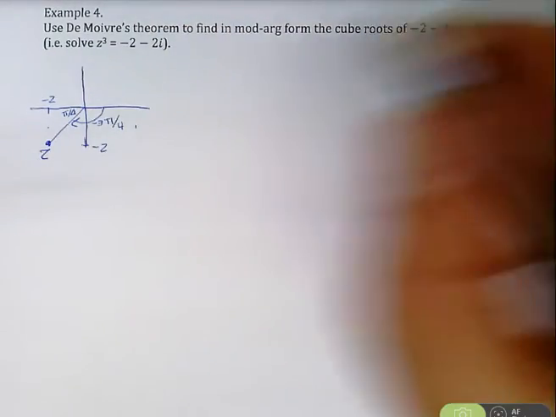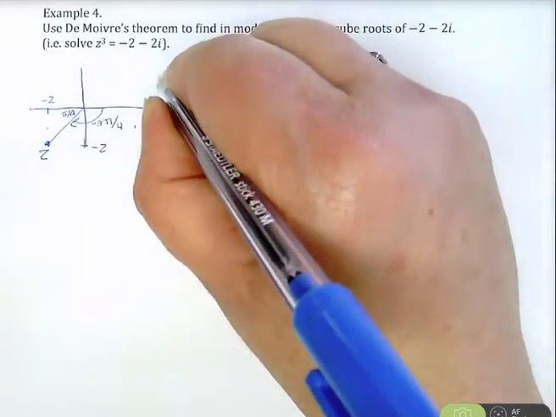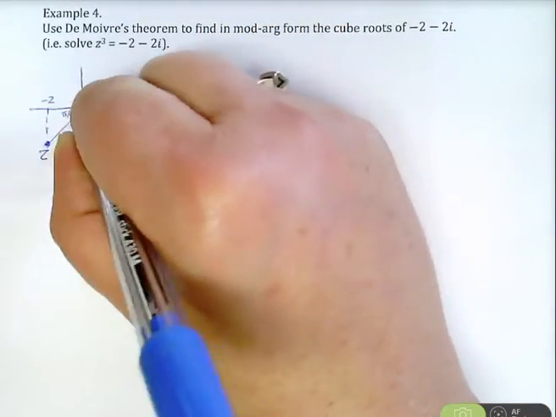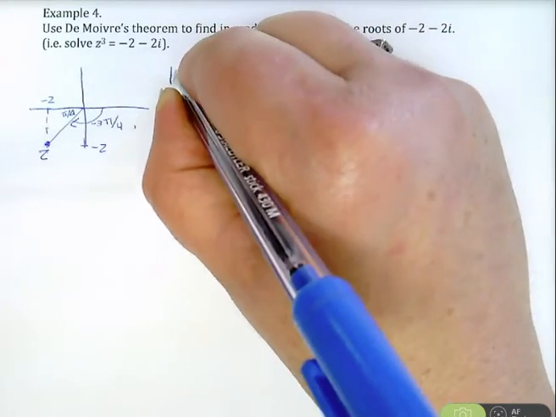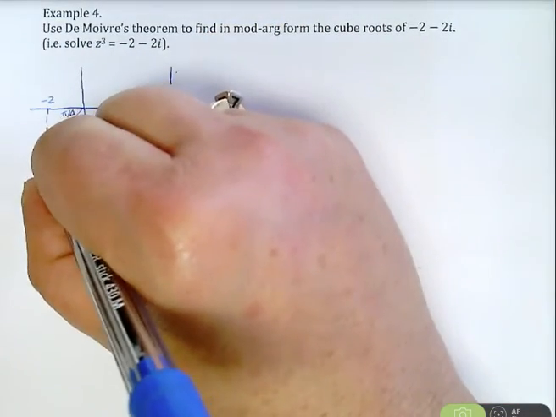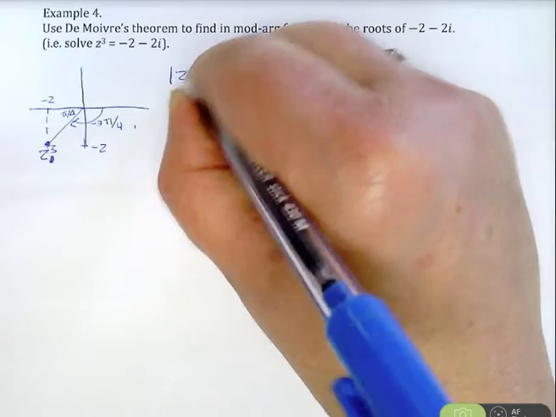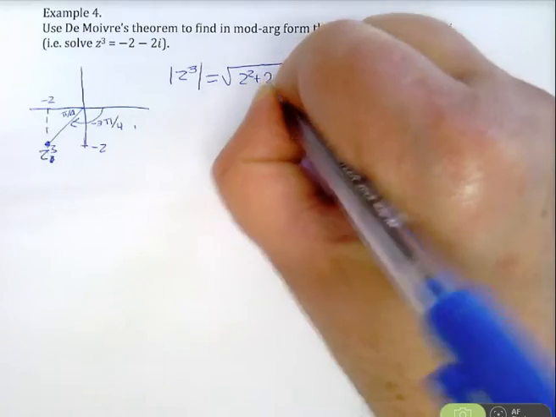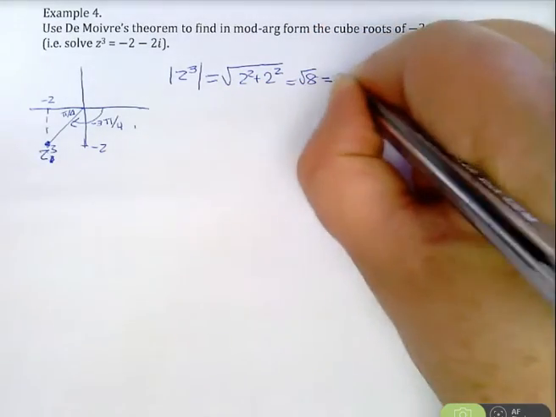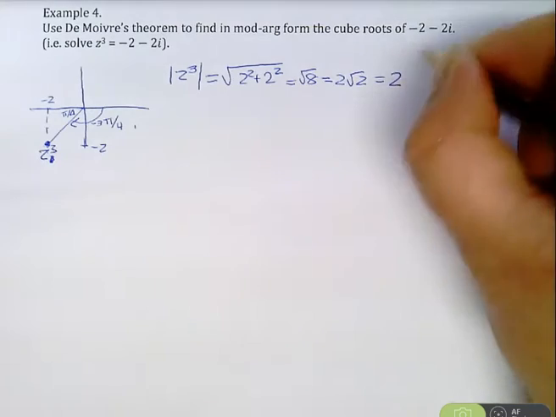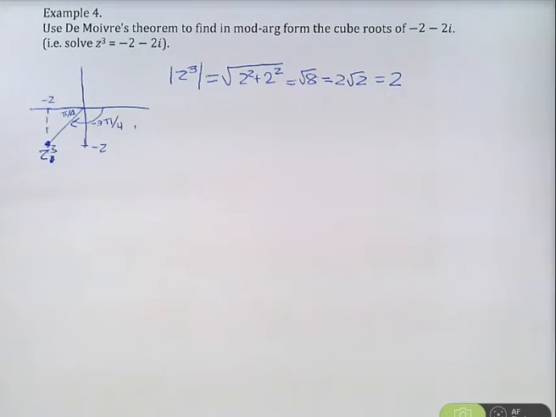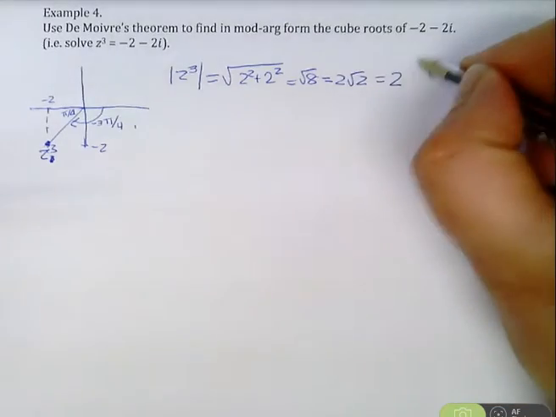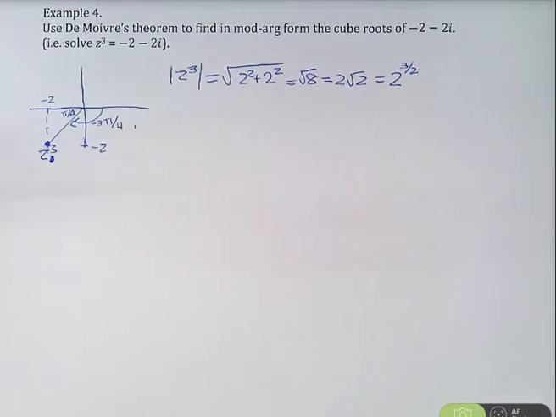That's what Z cubed is. It's actually not the complex number itself. So let's look at the modulus. If we draw a right angled triangle, that's 2 and that's 2. The modulus of our Z cubed is the square root of 2 squared plus 2 squared, which is the square root of 8, which is 2 root 2, which is 2 to the power of 3 on 2, I'm going to write it as.